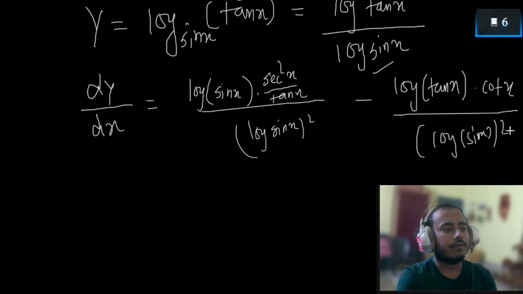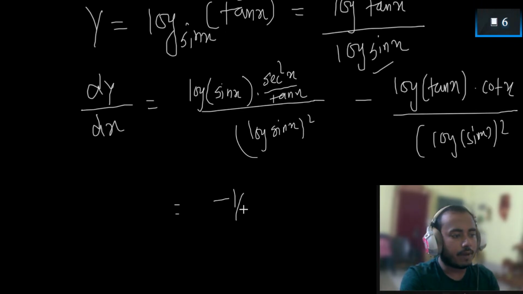That is clear, right? Now we just simply have to put pi by 4. Okay, let's try and put pi by 4. So what is log of sine of pi by 4? Sine of pi by 4 is 1 by root 2. So this basically gives you minus half log 2.